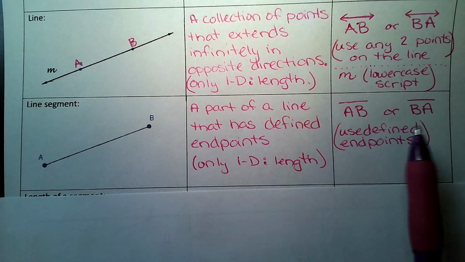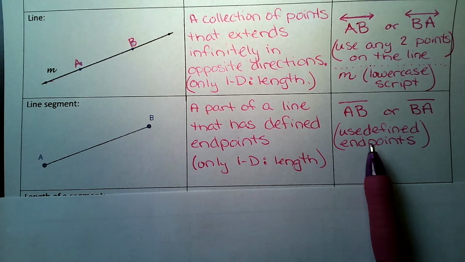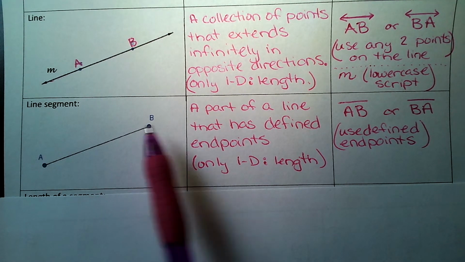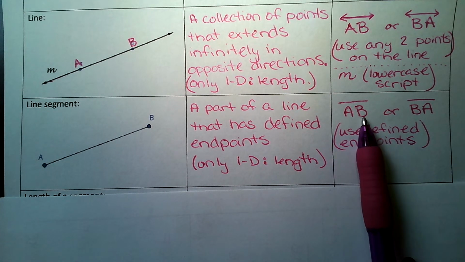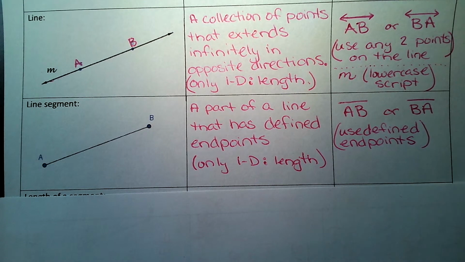The way we write it is we use those defined endpoints. So it can't be any 2 points on the line. It has to be the beginning and the end. Now we could say A is the beginning and B is the end, or we could say B is the beginning and A is the end. It really doesn't matter, but we use the 2 endpoints. Also notice the notation above the capital letters has no arrows on either side. These are defined endpoints, so there's no continuing arrows.